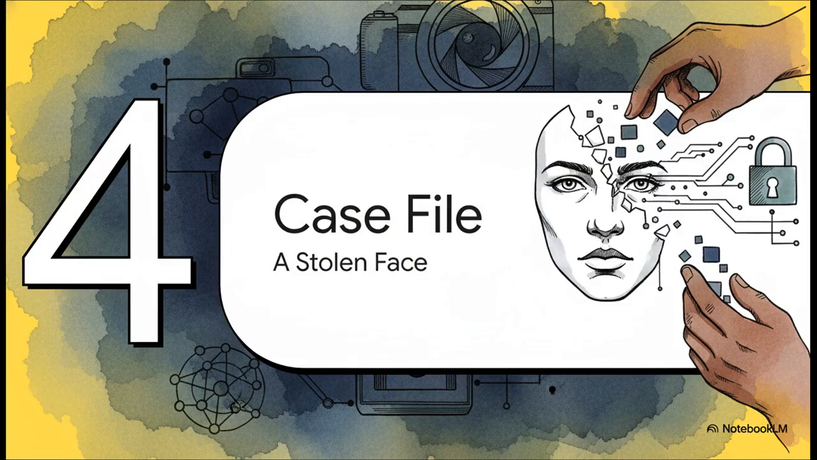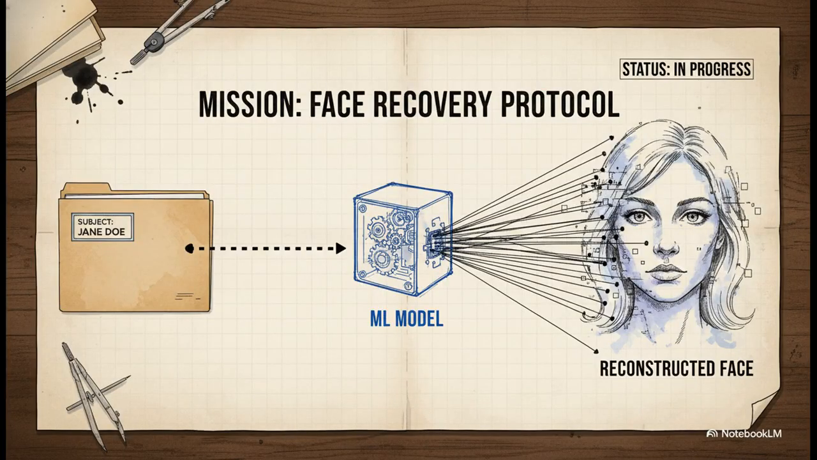Okay, so this brings us to the main event, the climax of our story. The researchers decided to put this theory into practice with a real-world case file, stealing a face right out of a facial recognition model. So the mission was crystal clear. Armed with nothing more than a person's name and public access to the AI, could they actually use this confidence score trick to digitally reconstruct a recognizable image of that person's face?